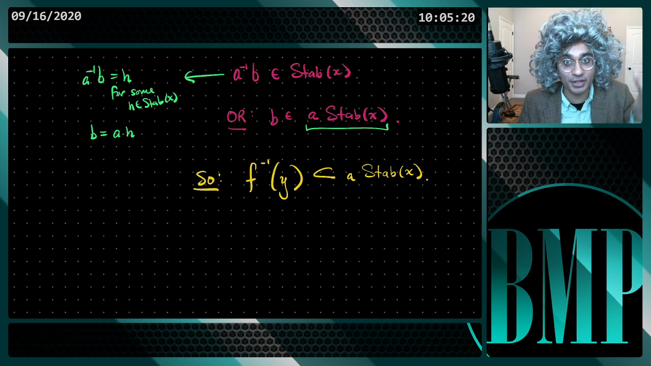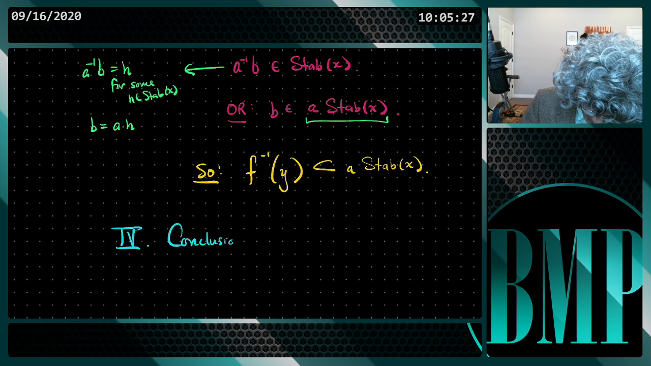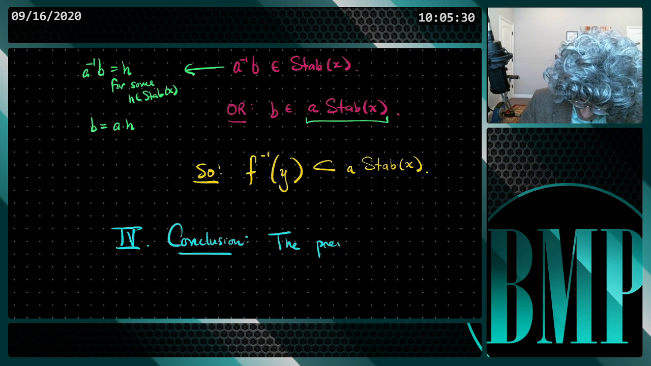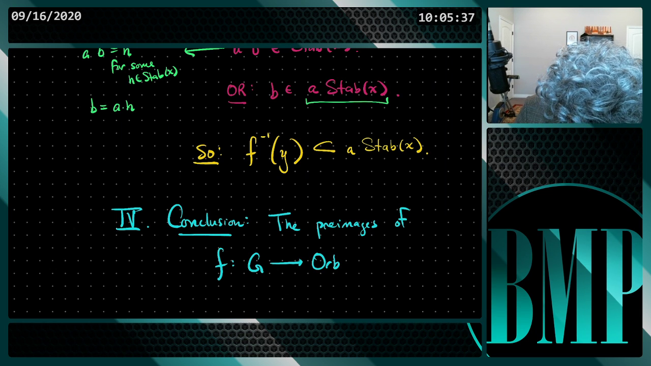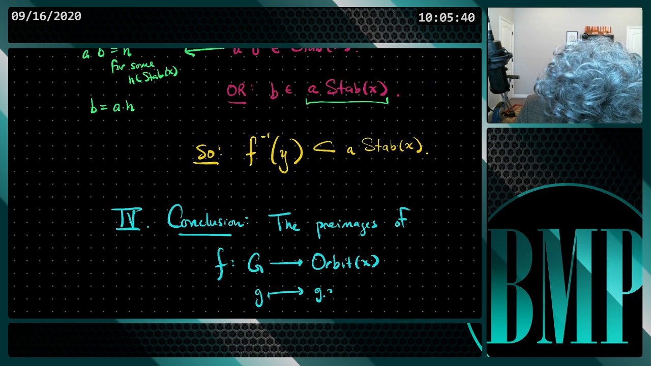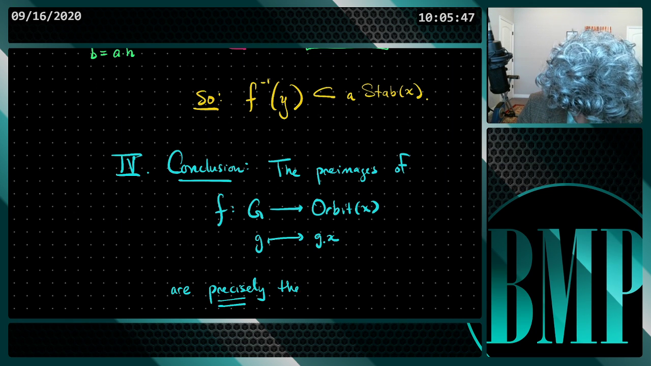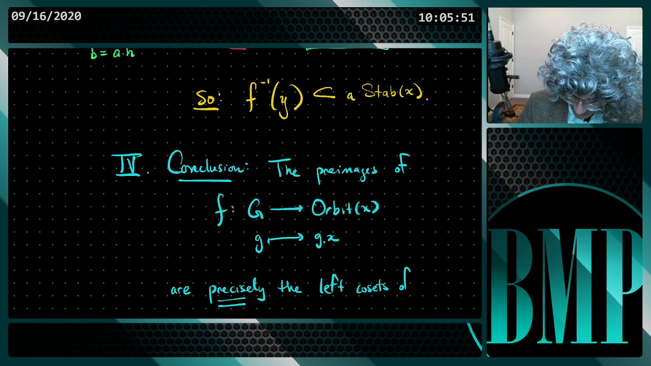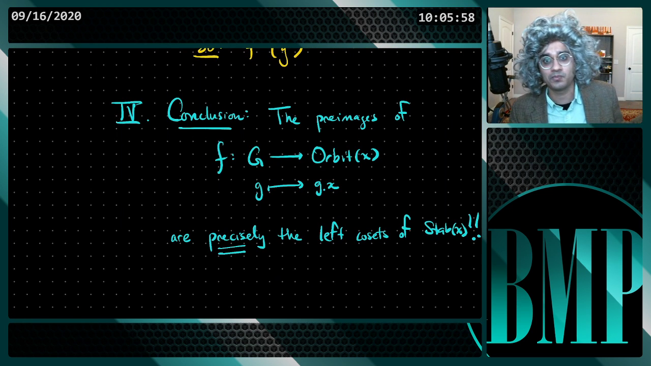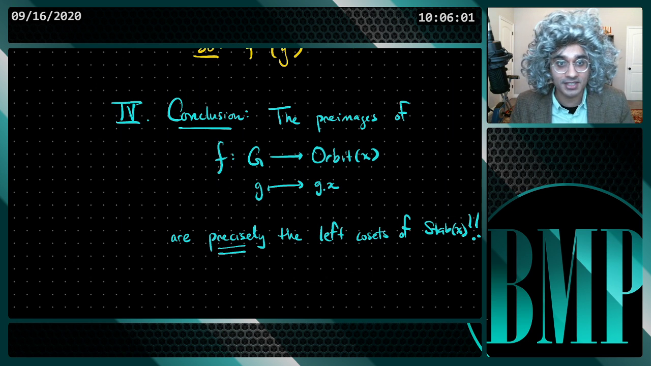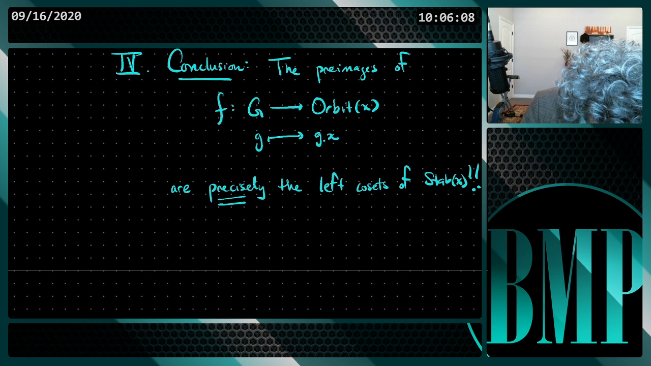all right, so let me put it all together. So in conclusion, the preimages of the action map are precisely the left cosets of the stabilizer subgroup. All right? That's exactly what the preimages of points in the orbit are.